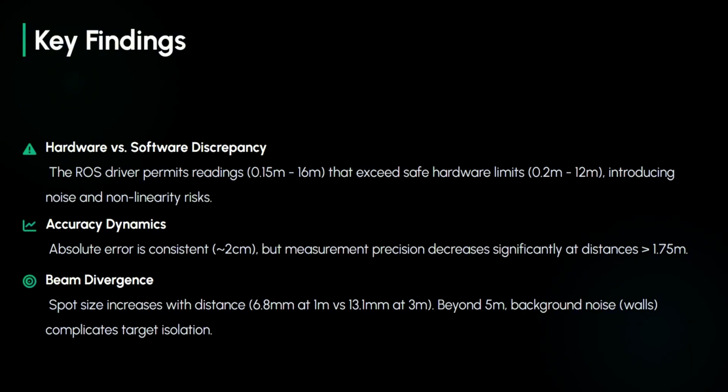In conclusion, 1. Trust the hardware limits, 12 m, not the software, 16 m. 2. Apply a minus 2.2 centimeters calibration offset. 3. The effective range for small obstacles is limited to 3 meters due to beam divergence.